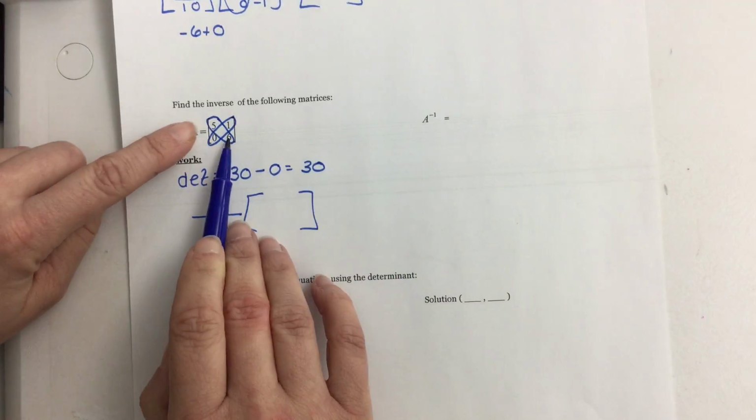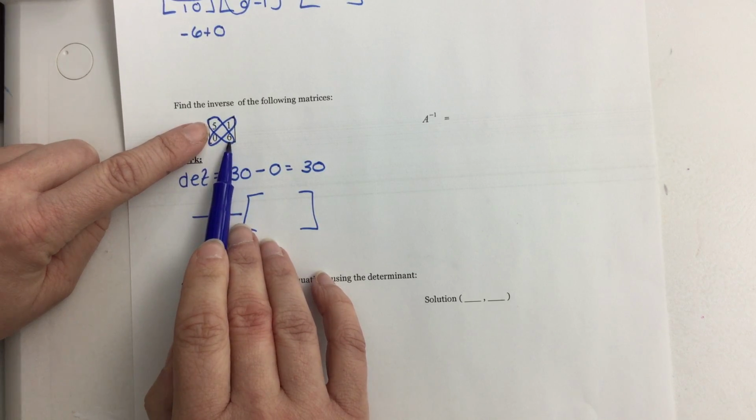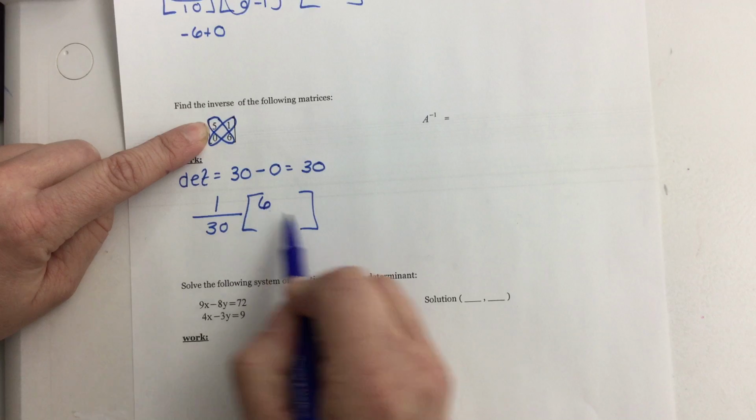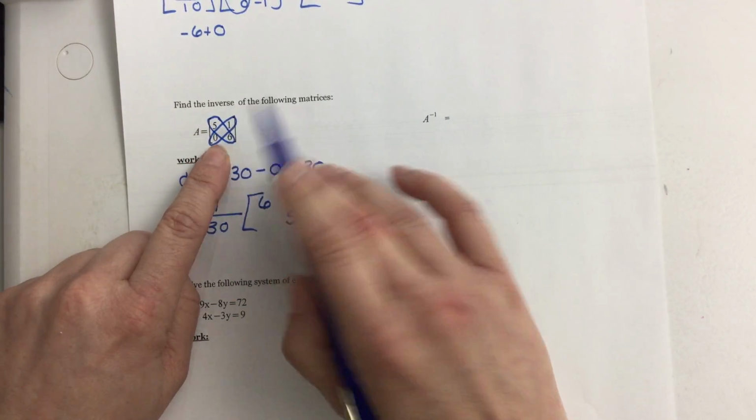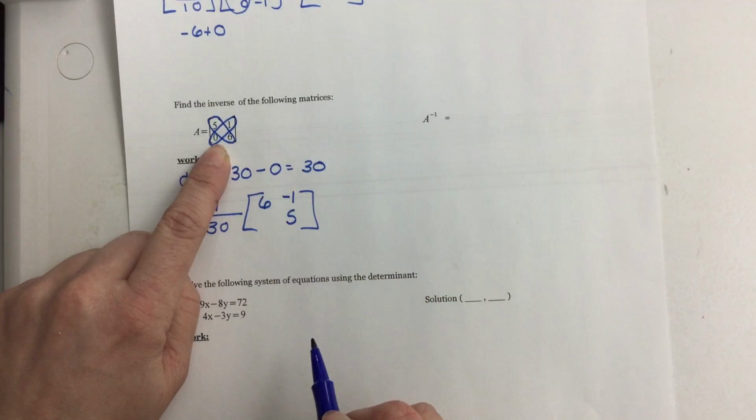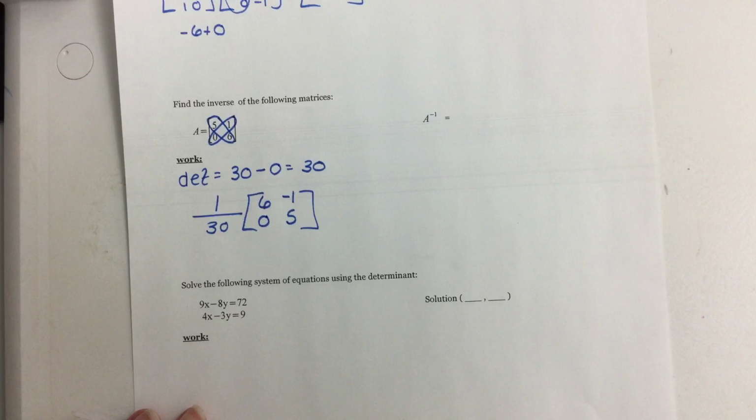Now we take our matrix and you change the location of the numbers on your main diagonal. So the 6 moves here and the 5 moves here. Now the 1 and the 0 change signs. So this becomes a negative 1. There's no such thing as a negative 0, so that just remains a 0.